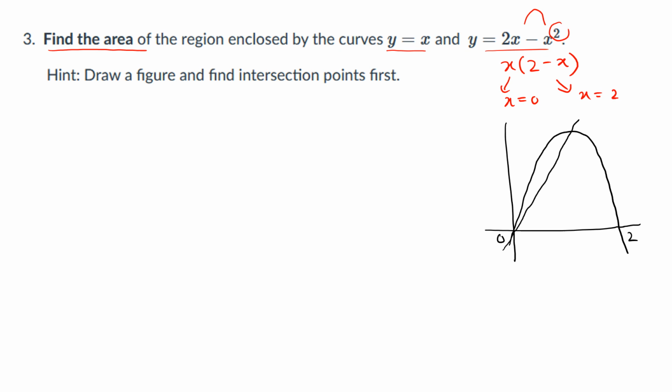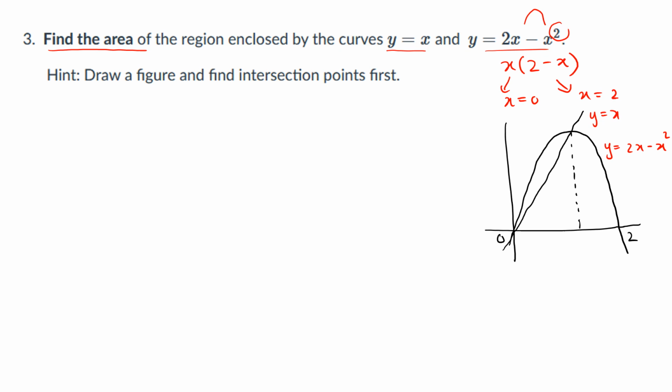So that's the y equals x function. So this is y equals x, and this is y equals 2x minus x squared. Very good. So one thing that we need to do is find where these two graphs meet each other.